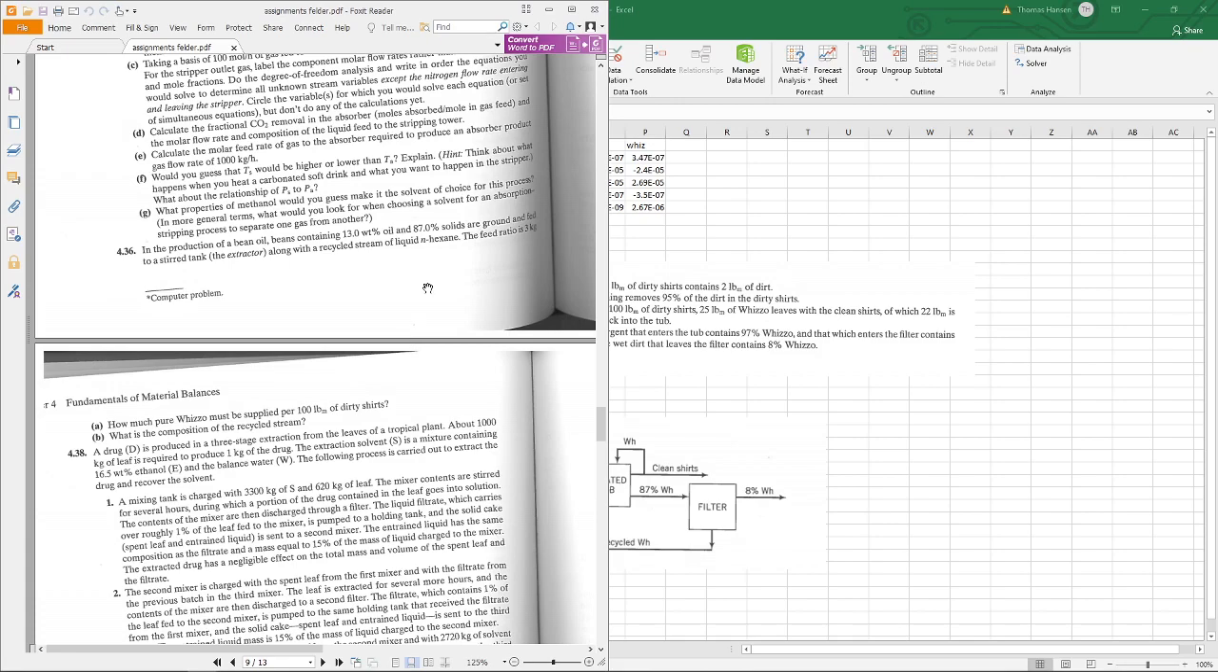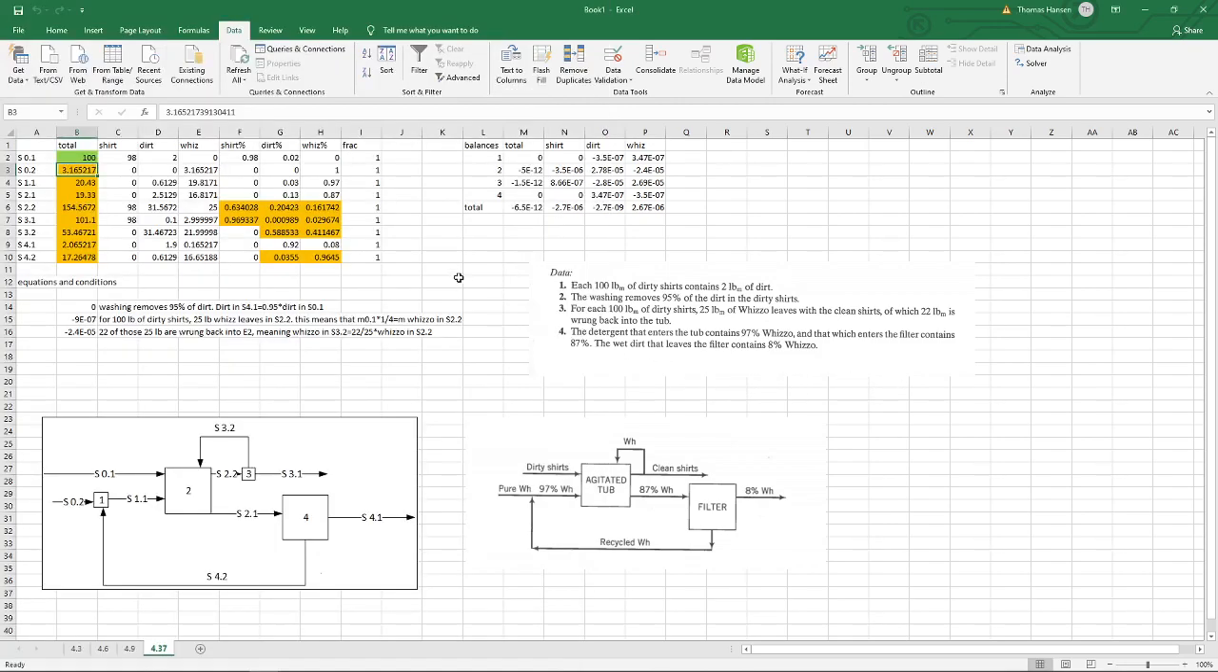Did they ask us anything else? What is the composition of the recycled stream? I'm assuming they mean 4.2. So if we go to 4.2, we can see that we have luckily no shirts. We have about 3.5% dirt and 96.45% Wiso.